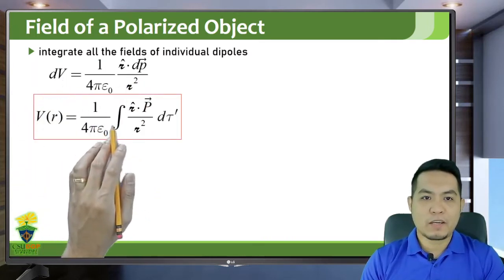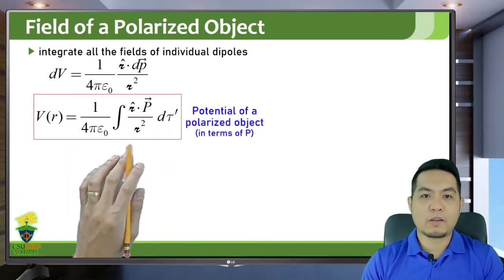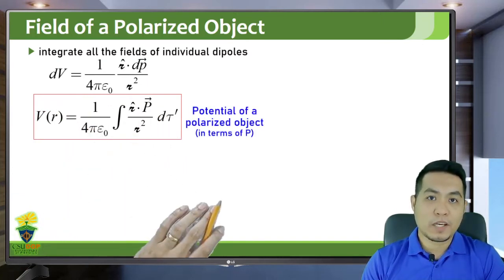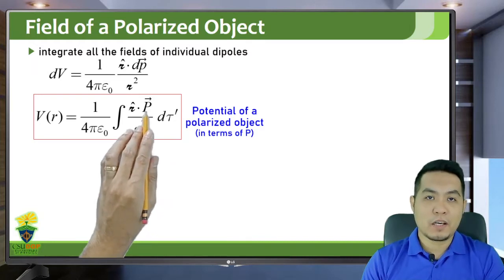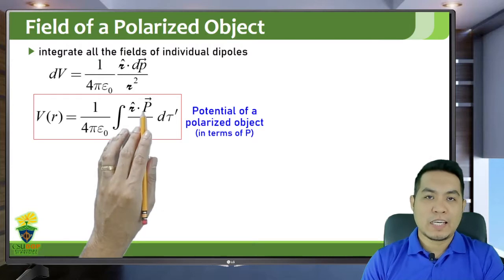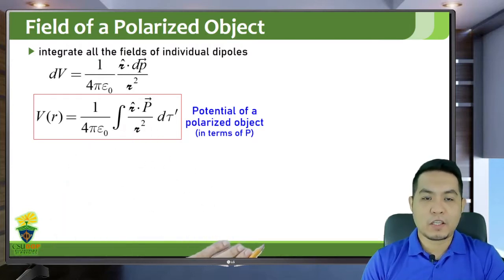and integrating this will give us this equation. This is now the potential of a polarized object in terms of the polarization, capital P. Again, P here is now dP over d tau, the differential volume.